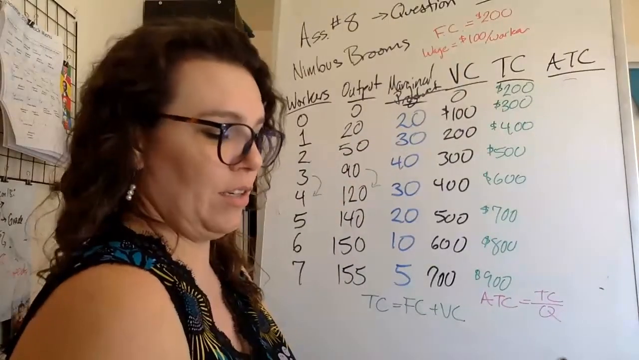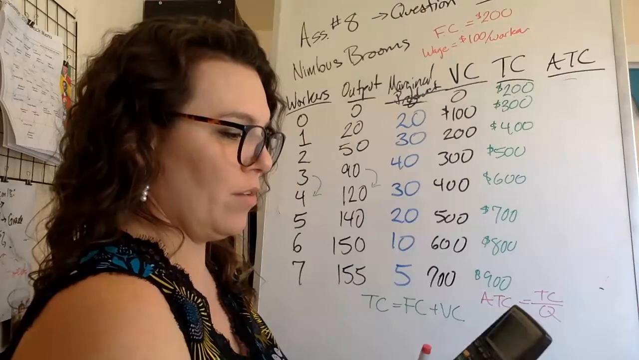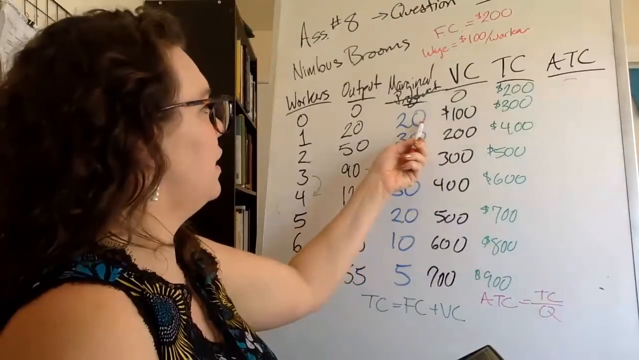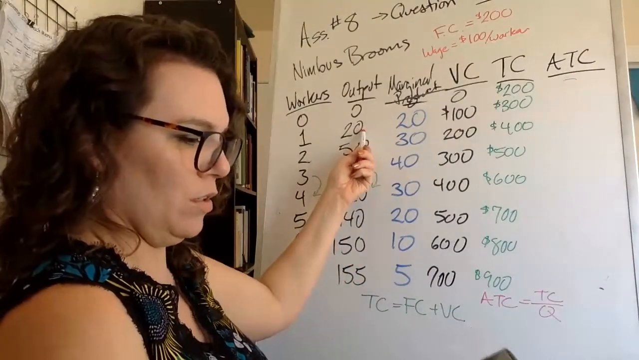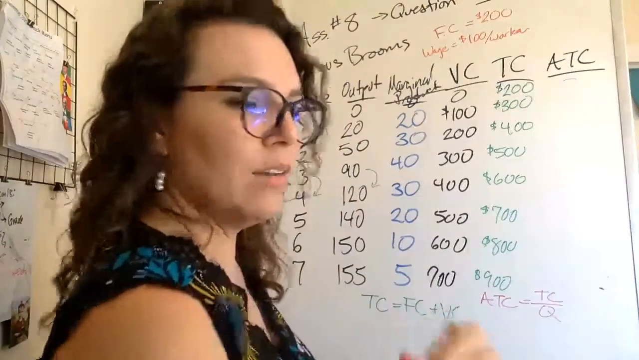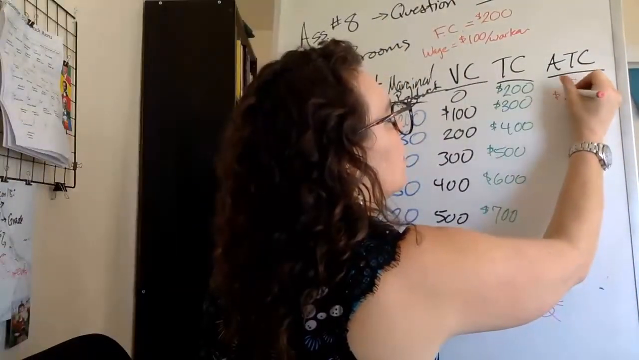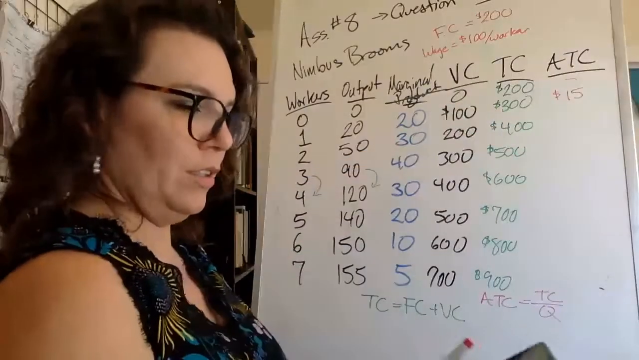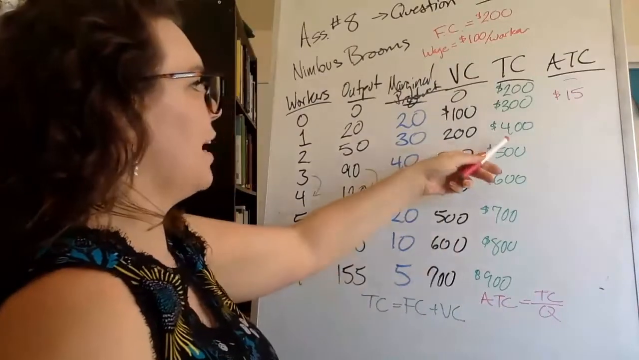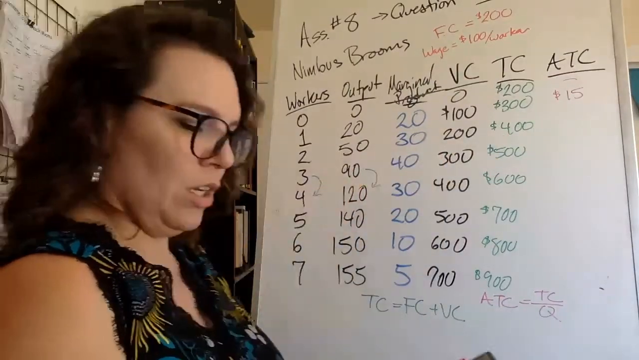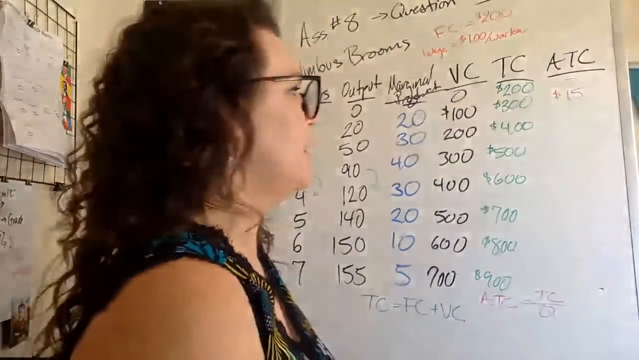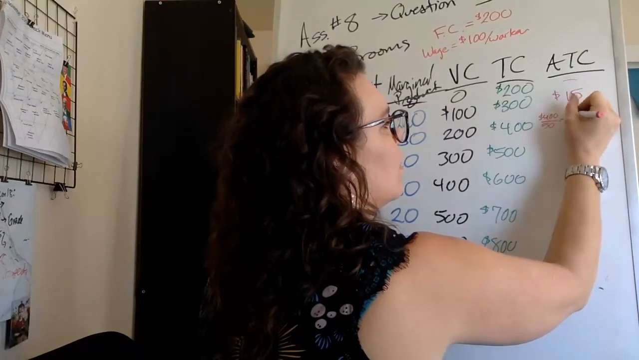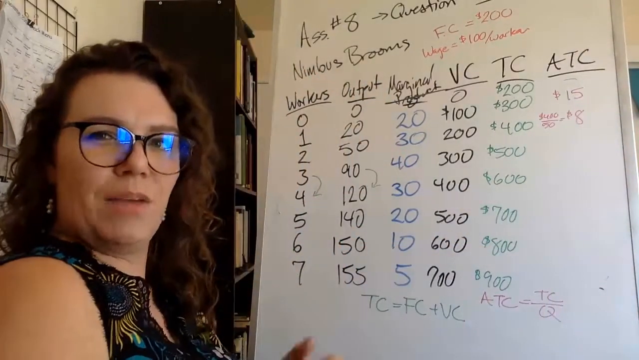So I'm going to get my handy dandy calculator out so I don't have to do math in my head. $300 of total cost divided by 20 output total gives me an average total cost of $15. My next total cost is $400, and I want to divide that by my next quantity, which is 50. So 400 divided by 50 is 8. Does that kind of make sense?